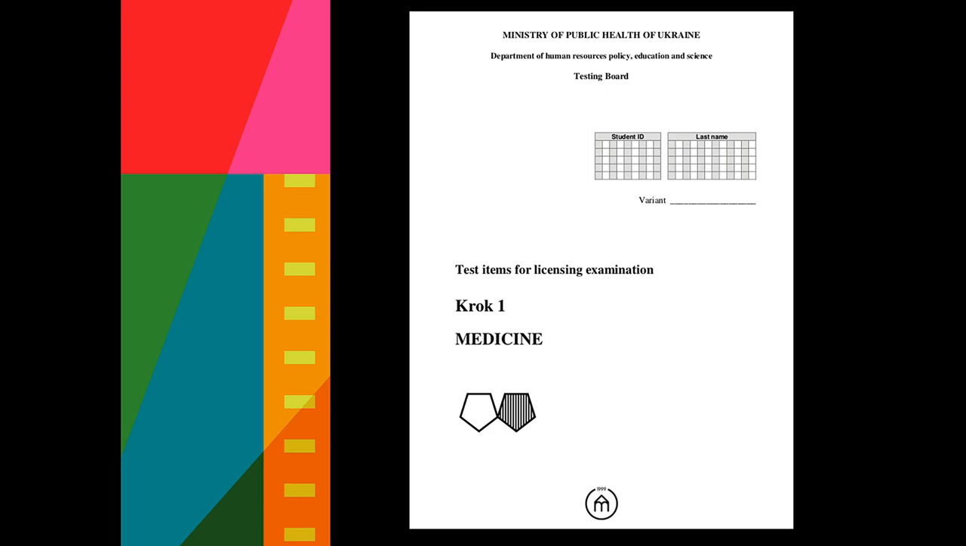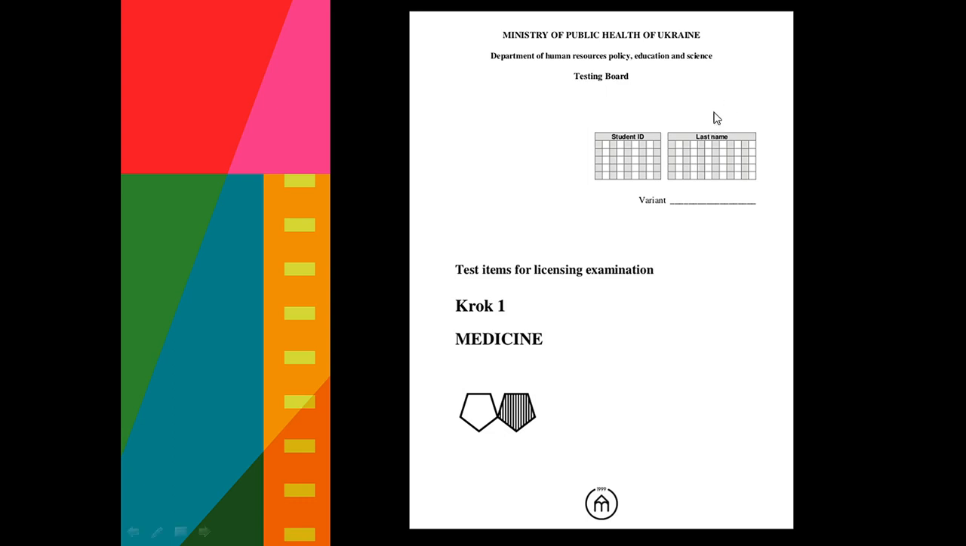You can see on the right that you have a column to fill in your student ID and your last name, and also a column in which your variant will be written, whatever variant it will be, from 1 to 100. So typically you have about 100 variants in the question paper. It just means that the questions will be jumbled in each variant. They will have the same questions, but in a different order.